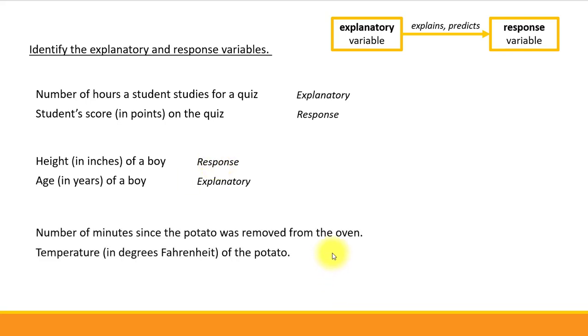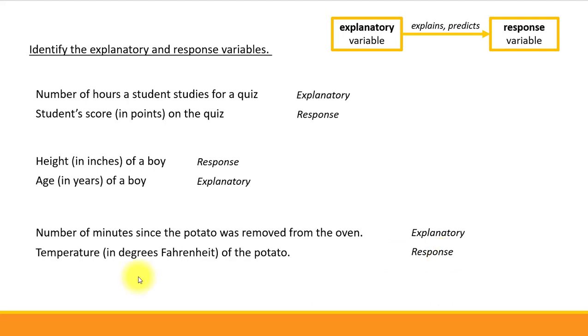And the last example, the two variables are the number of minutes since the potato was removed from the oven, and the temperature in degrees Fahrenheit of the potato. Same type of question. Would the number of minutes since the potato was removed from the oven explain or predict the current temperature of the potato, or the other way around? Well, in this case, the time the potato was out of the oven would affect the current temperature of the potato. So the first one is the explanatory variable and the second one is the response variable. So you got the idea, right?